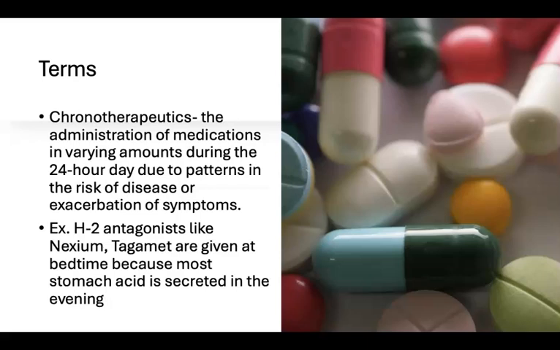It helps to decrease the amount of acid production, and it is best given at bedtime. Why do you think that is? It really has everything to do with chronotherapeutics for these patients. At nighttime, most stomach acid is secreted. So most stomach acid is secreted in the evenings, so adding a medication in the evening that treats that condition is most therapeutic. When is the best time for the drug to have its maximum therapeutic effect?